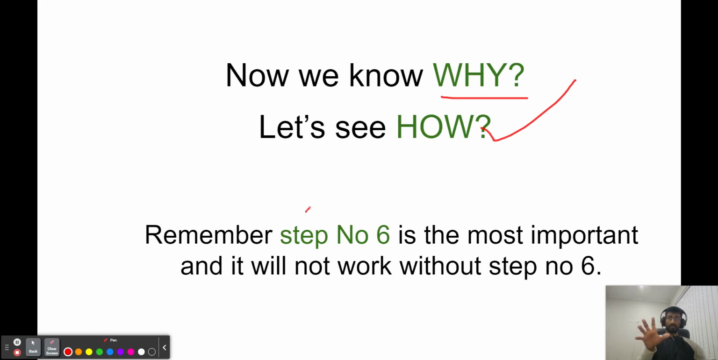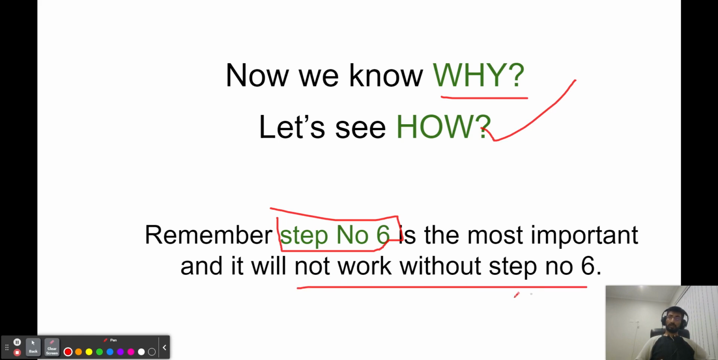But before we start, remember step number 6 is the most important topic in the continuous improvement process. If you miss step number 6 or if you don't implement that step properly, the whole process you're going to have to do it with someone else, and then it is going to repeat itself. So make sure you apply all steps, including step number 6, in your company to achieve better results.